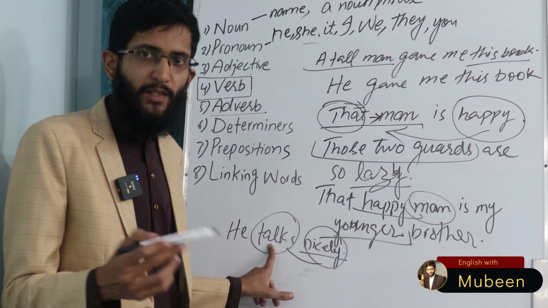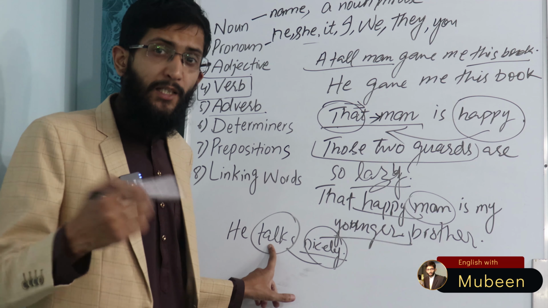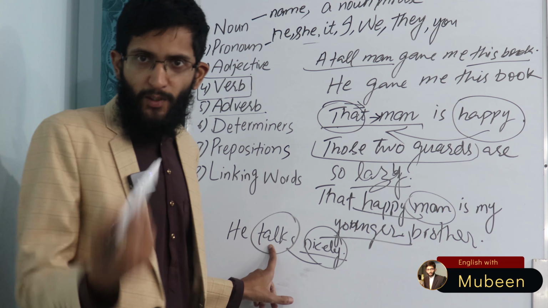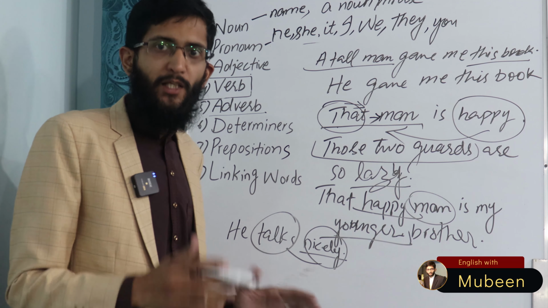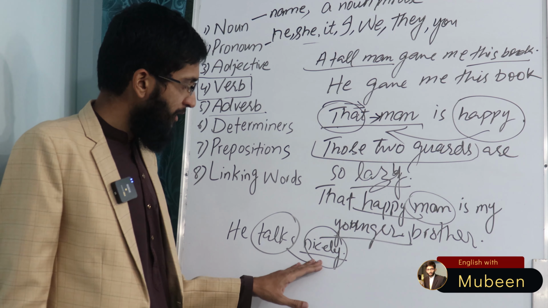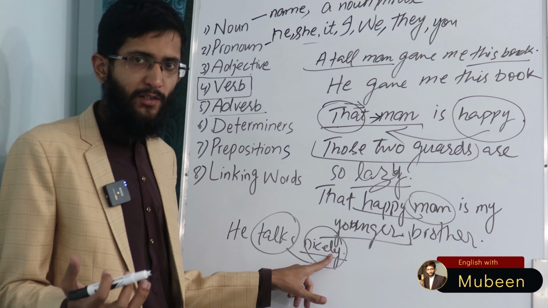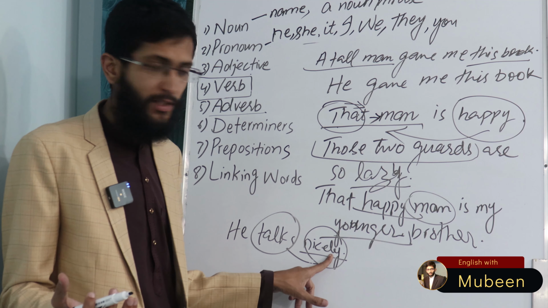How does he write? He writes beautifully. How does he learn? He learns effectively. How does he do his business? He does his business secretly. It is easy to recognize adverbs because of ly. 90% of adverbs contain ly at the end.